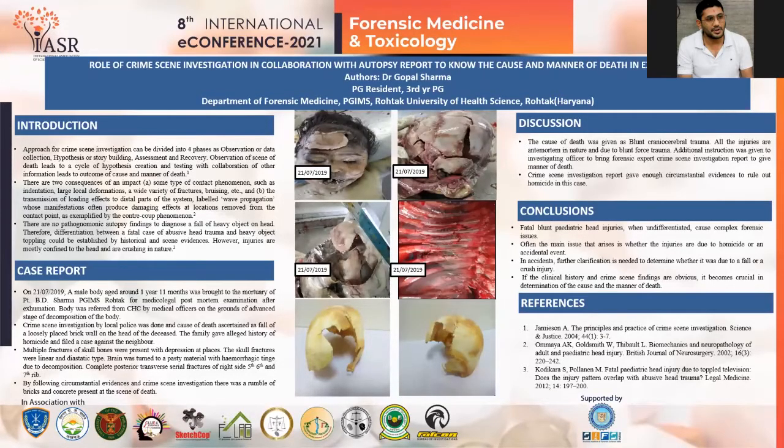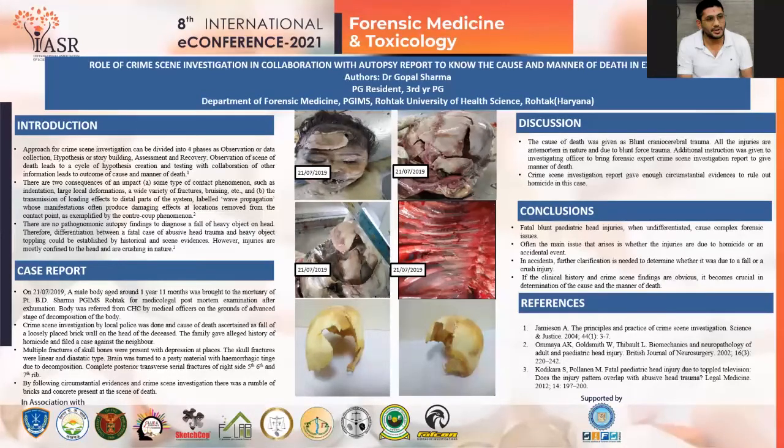There are no pathognomonic autopsy findings to diagnose a fall of heavy object on head. Therefore, differentiation between a fatal case of abusive head trauma and heavy object toppling could be established by historical and scene evidences. However, injuries are mostly confined to the head and are crushing in nature. Let's have a case report regarding this.